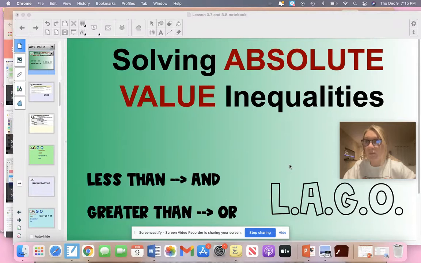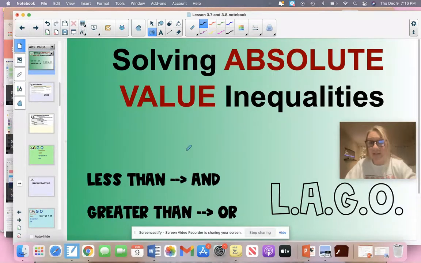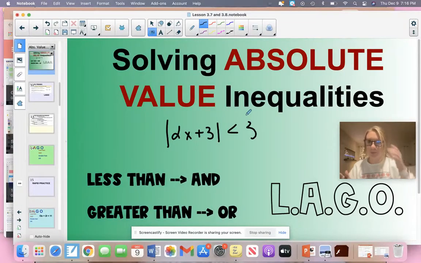So, this video is pretty much just going over part 2 of lesson 3.7. All we're going to be talking about today is how to solve an absolute value inequality. Now, remember, that looks something like this. So you've got absolute value bars, you've got an inequality sign. So that's pretty much what we're dealing with.